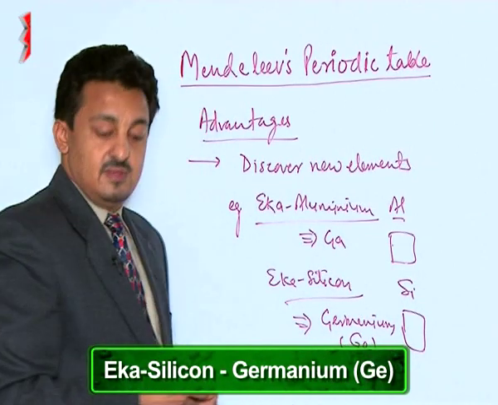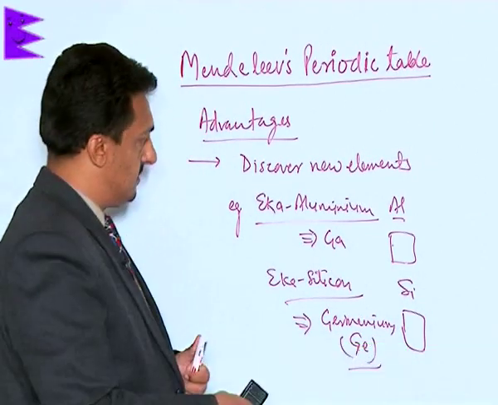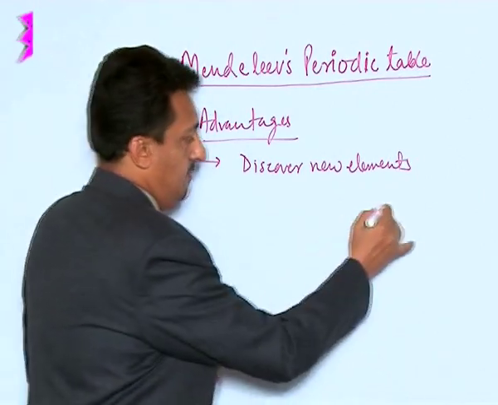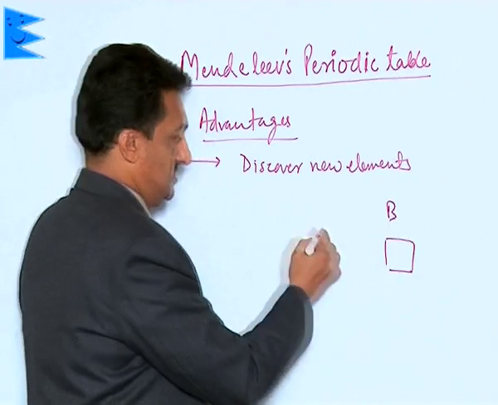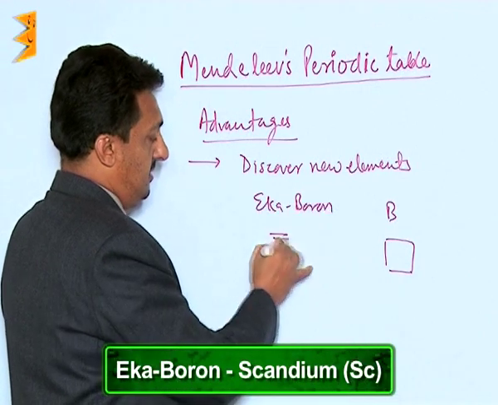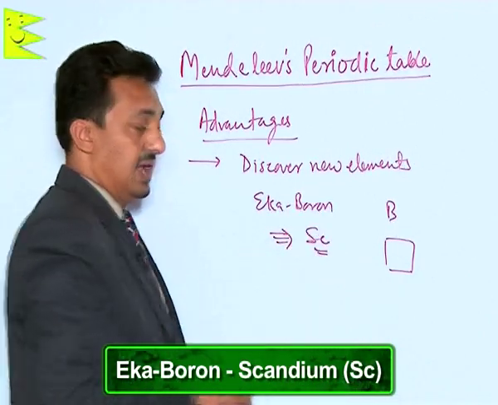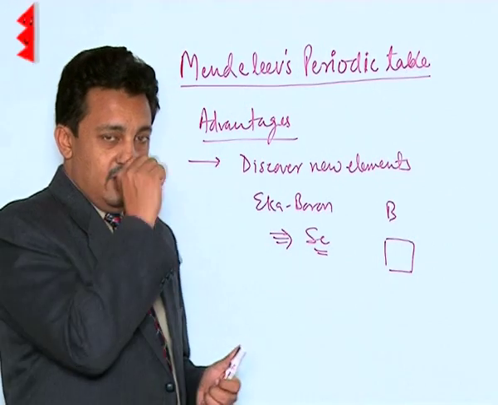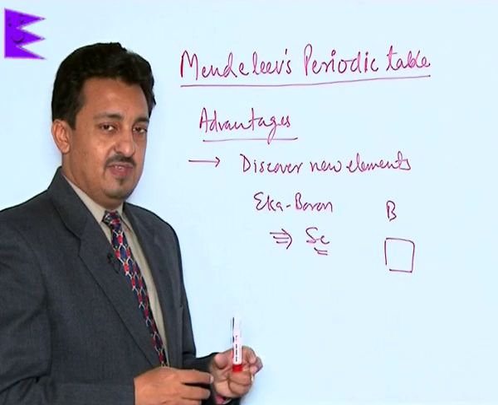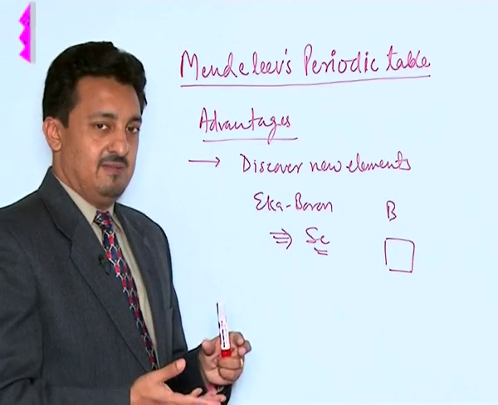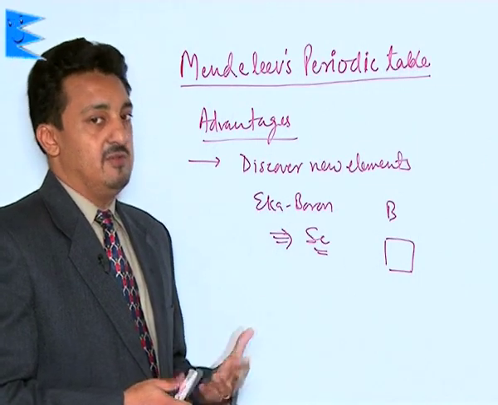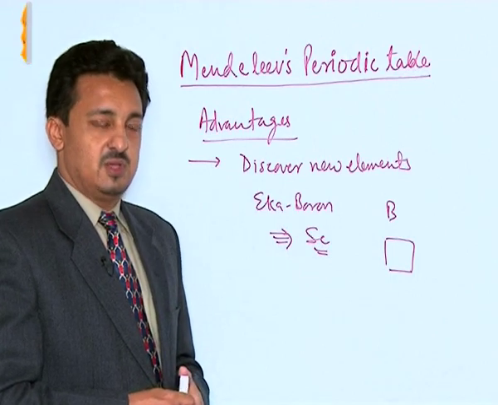Ge. In a very similar way, below boron a gap was left out. It was called Ika boron. The element later discovered was scandium. So that was the biggest advantage, that he left gaps for some of the elements which were not discovered by that time, but he explained that they would have so and so properties. With the help of that, we were able to discover them very soon after his periodic table.